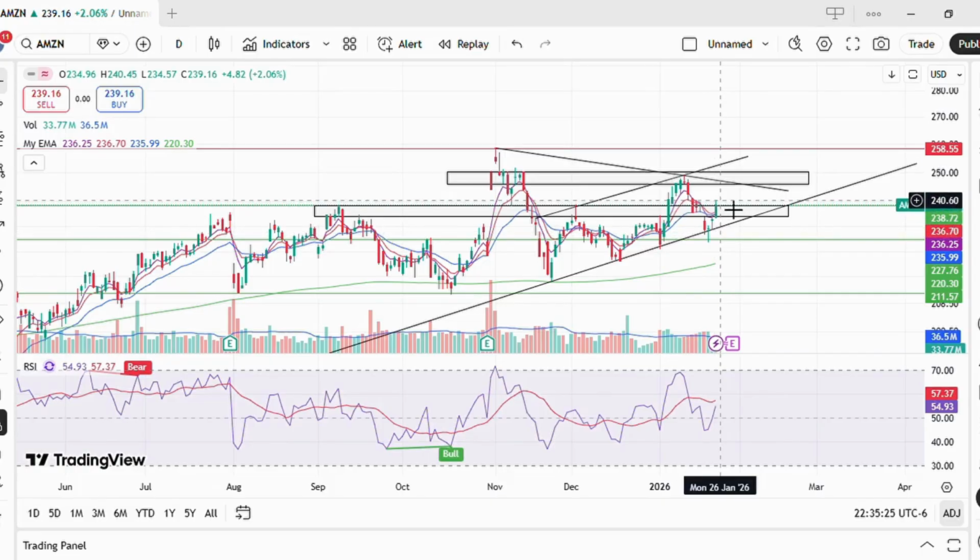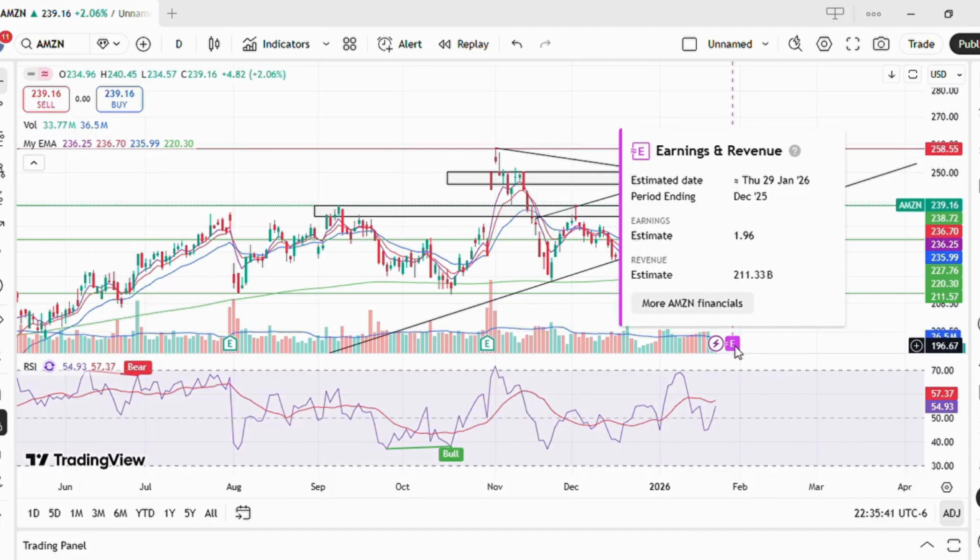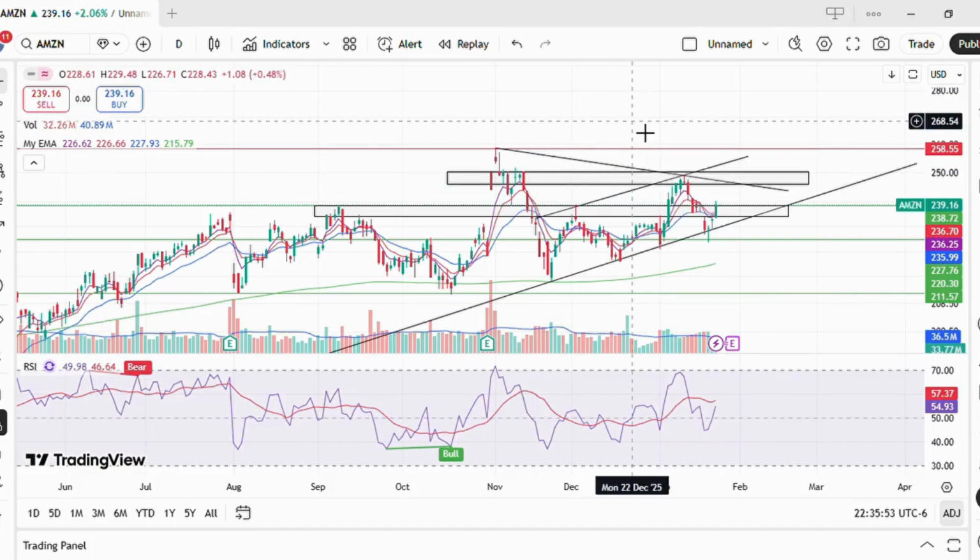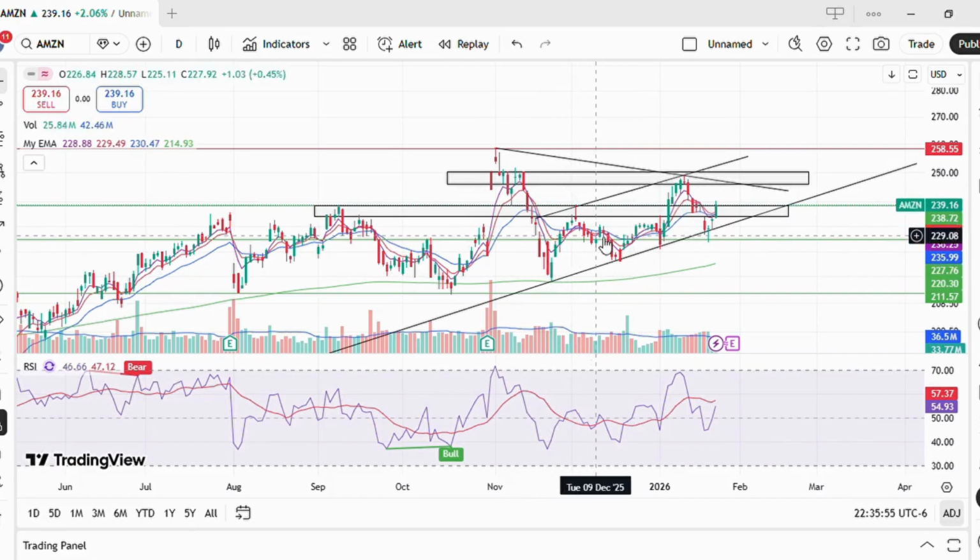So we may expect another higher high, breaking above this resistance to test this level 258. And Amazon also has earnings on 29th Thursday. For now, Amazon is trading on this channel.